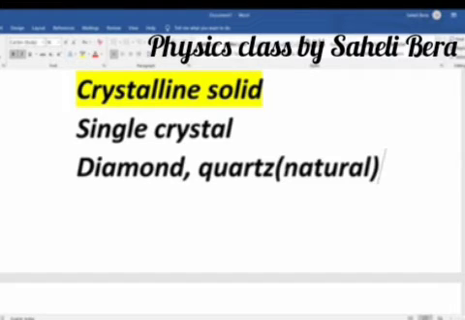Single crystal means there is no break. If there is any break, then we will call it two crystals. Like if the diamond breaks, then we will call it two crystals, not one crystal or a single crystal. Okay, so next is the polycrystal or polycrystalline.